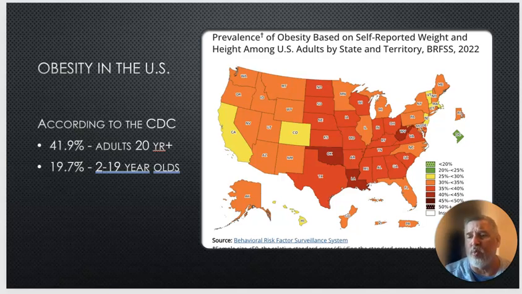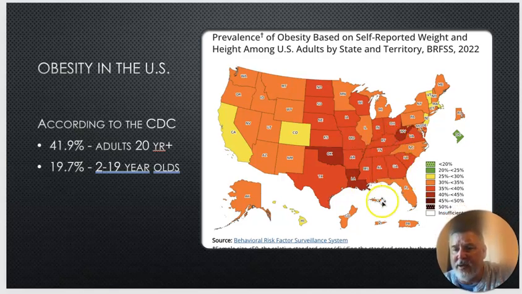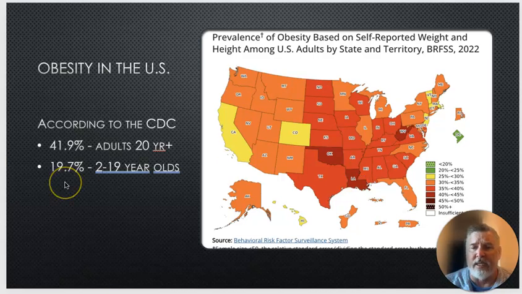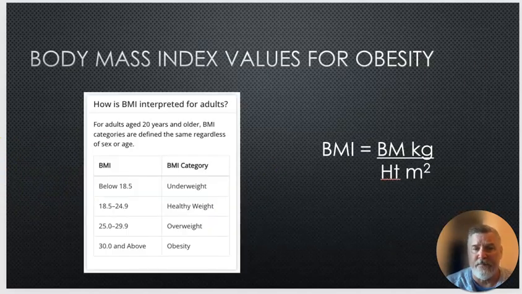These numbers are from 2022, so they're more current than the ones in your book. And you can see that in the southern and midwestern states, the incidence of obesity is quite high. It's estimated to be 41.9% for adults 20 years of age or older, and 19.7% for 2 to 19-year-olds, which is quite scary.